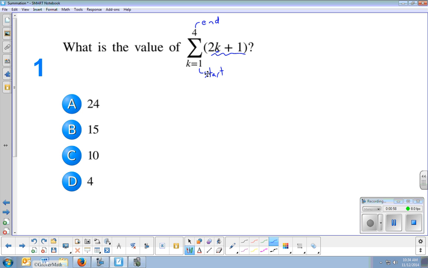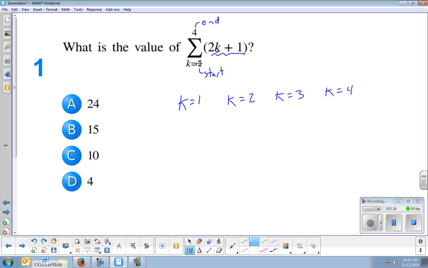And so because our start is 1 and our end is 4, we're going to plug in the numbers k equals 1, k equals 2, k equals 3, and k equals 4. So regardless of what your expression is, looking at the top and the bottom tells you how many expressions you're going to have and how many you're going to have to plug in. And then it's called summation because we're going to sum them all together.